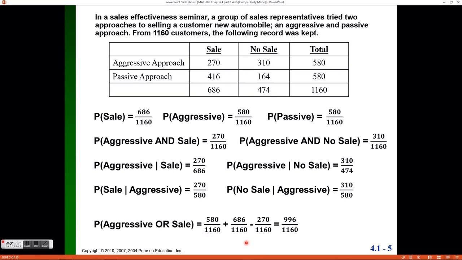While this calculation down here uses the addition rule, I could have also just used a little logic and relative frequencies from the table. If I'm just adding up all the people that have one of these two traits, aggressive approach or sale, I can note that I would end up adding up 270 plus 416 plus 310. These three boxes right here are the 996 customers that had one of these traits or the other.